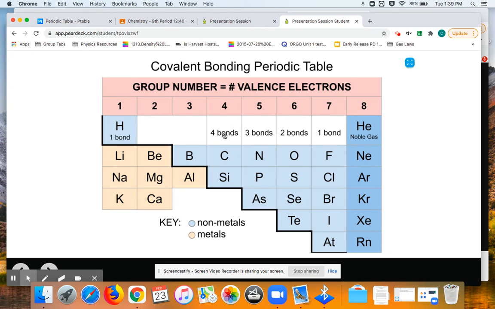So C has 4 bonds. H has 1 bond. So C goes in the middle. It is our central atom because it has 4 bonds. You can kind of think of the bonds as like hands. So carbon can grab onto 4 different things. Hydrogen can only grab onto 1 thing. So you want the C in the middle because it can reach more things.